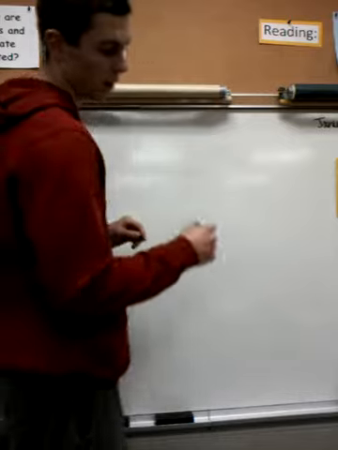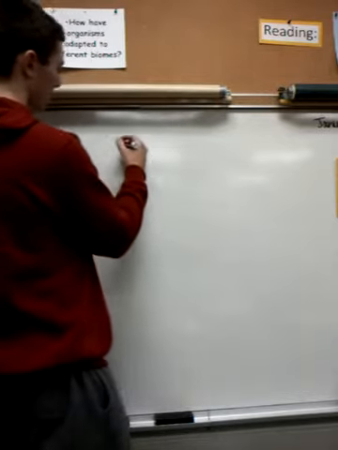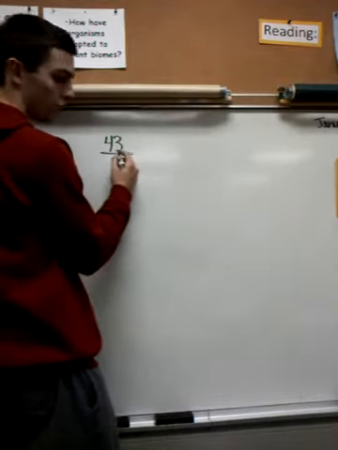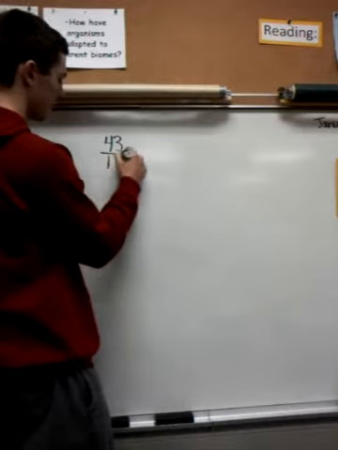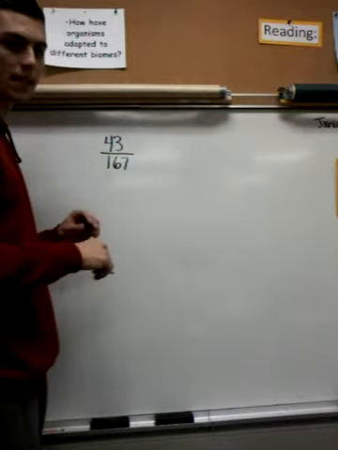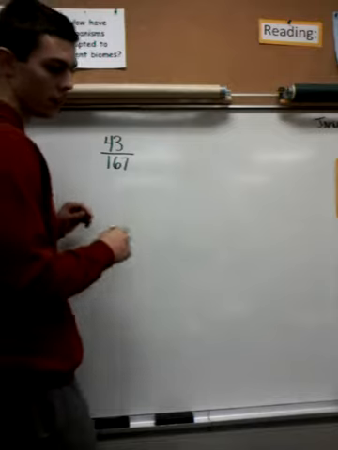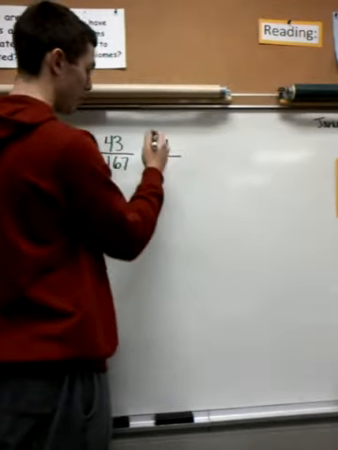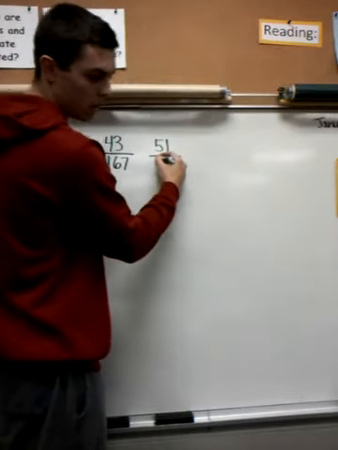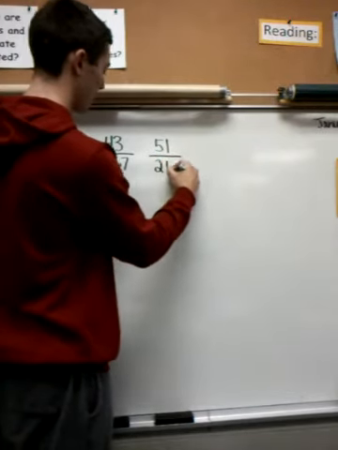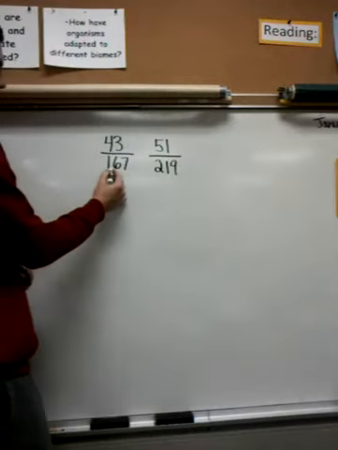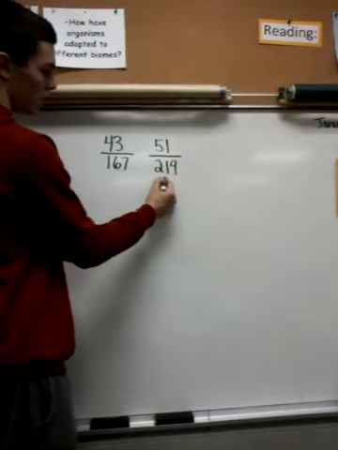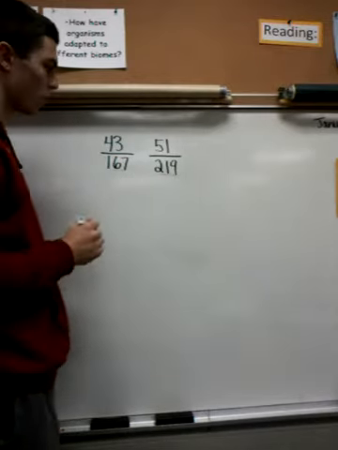So the way I would figure that out is, it said Tanya spent $43 of her $167 that she earned. Okay, so she spent 43 out of 167. Juan spent $51, so he spent more money than her, but he made $219. Okay, so again, this is the whole. 167 is the whole for Tanya, and 219 is the whole for Juan.